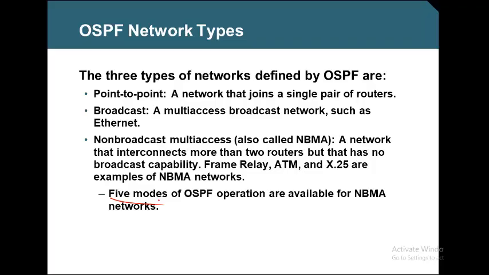Frame relay, ATM, X.25. When you use any one of these, we call it non-broadcast multi-access. Only when you have non-broadcast multi-access with OSPF, you have these 5 modes. Now, why are we learning this? If frame relay doesn't exist in today's network, then why are we learning this? We learn these 5 modes so that if you need any one of them in an Ethernet environment, you can have it.